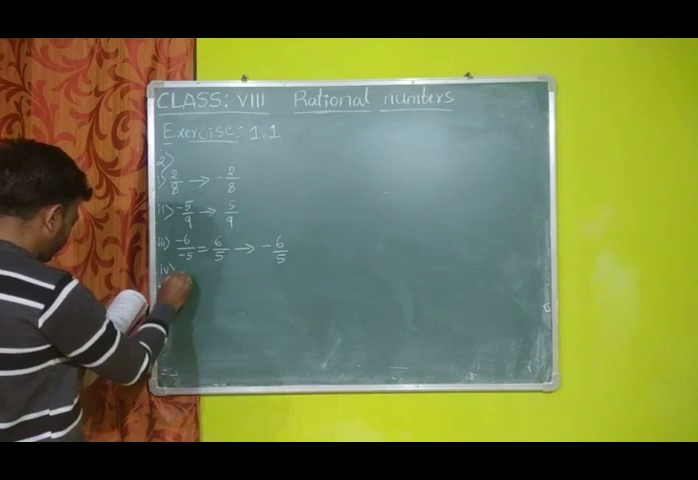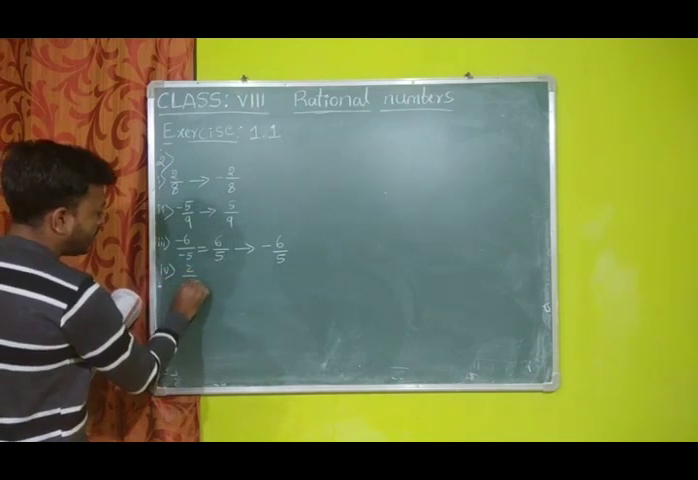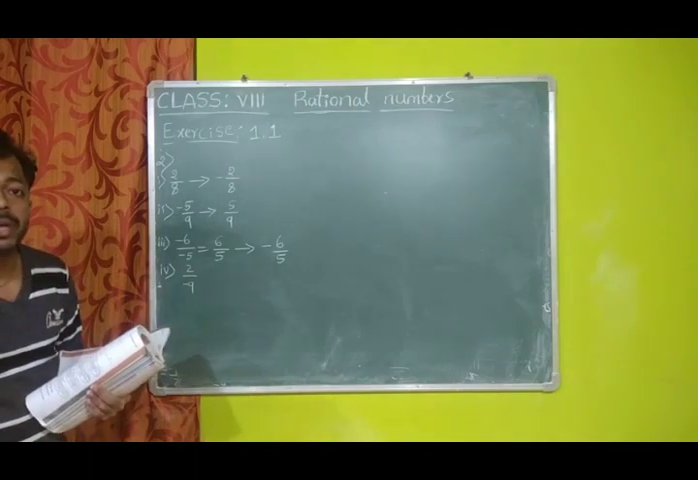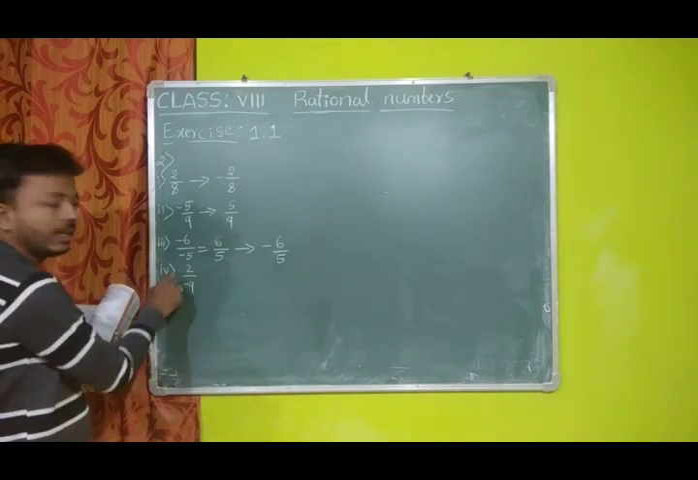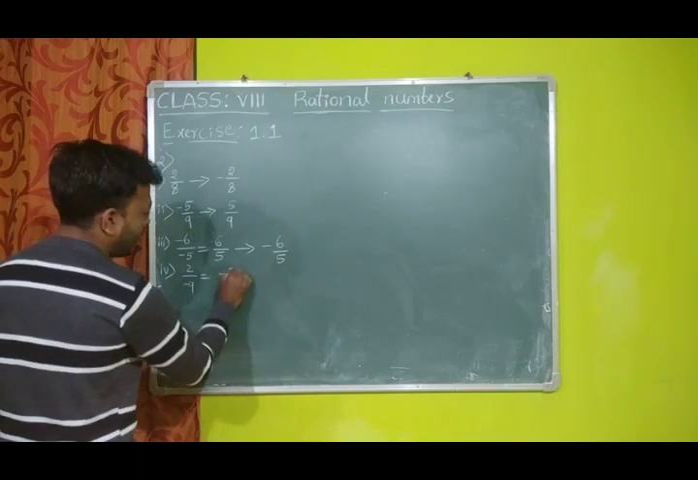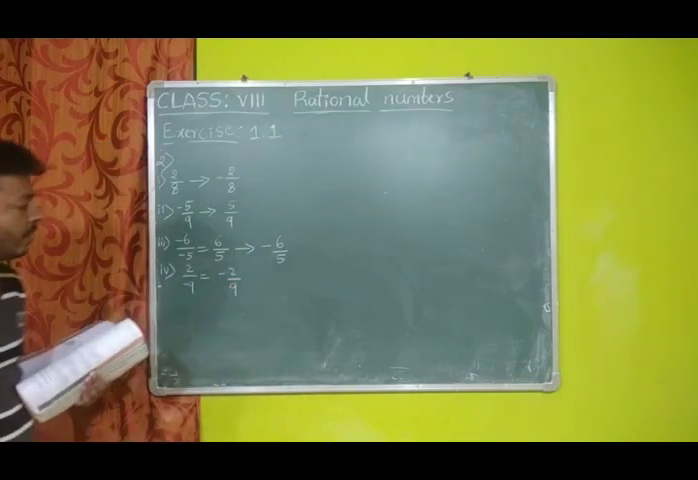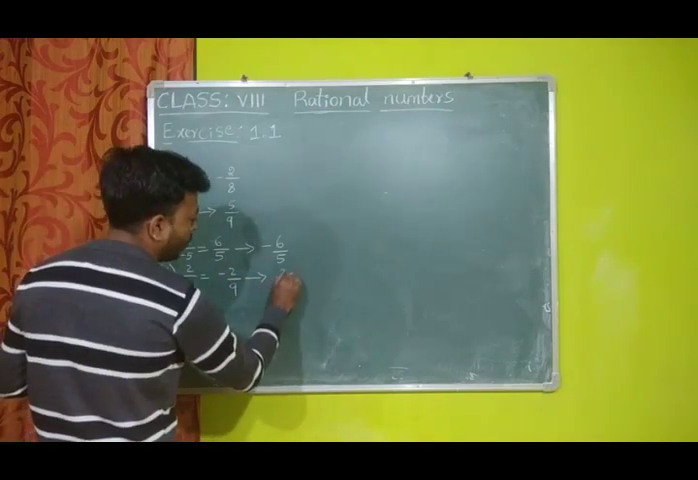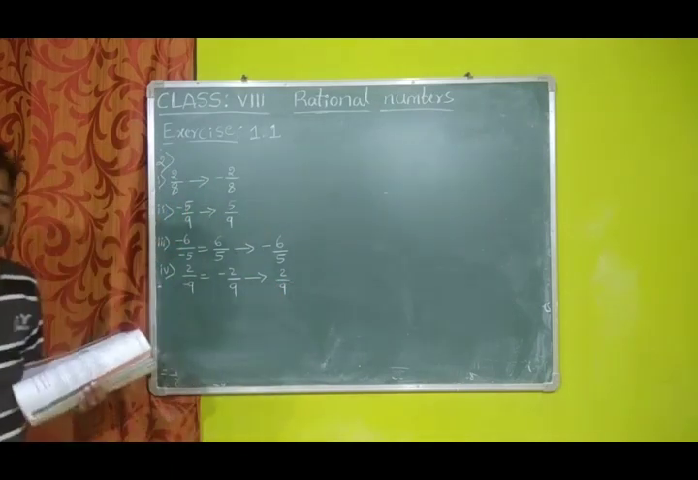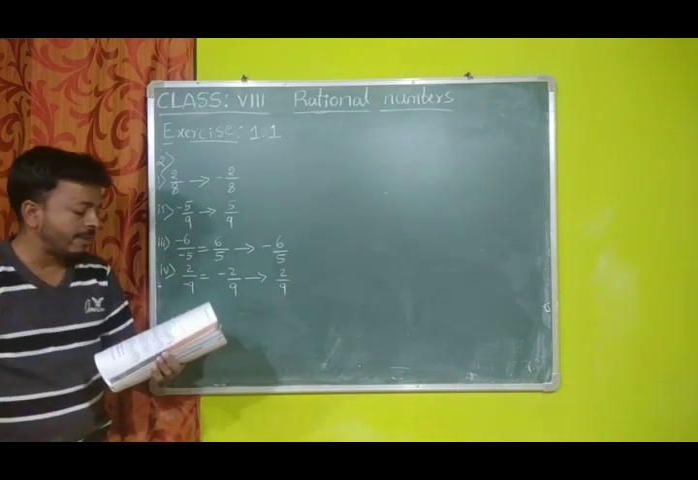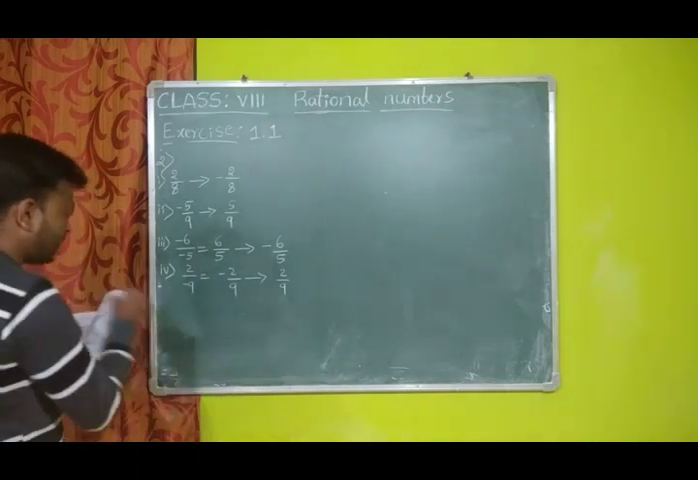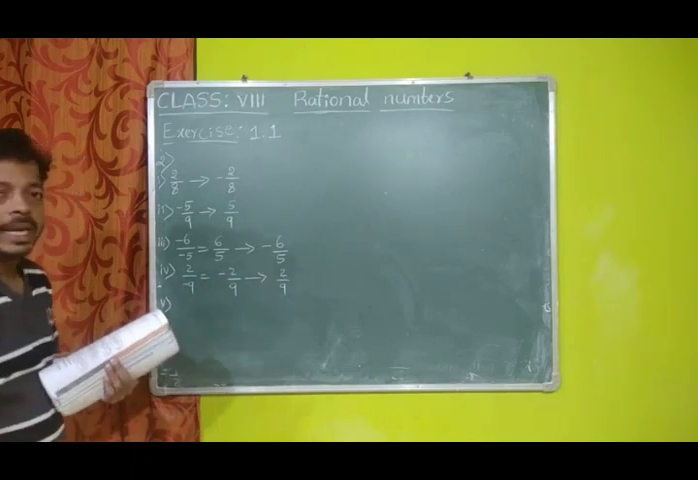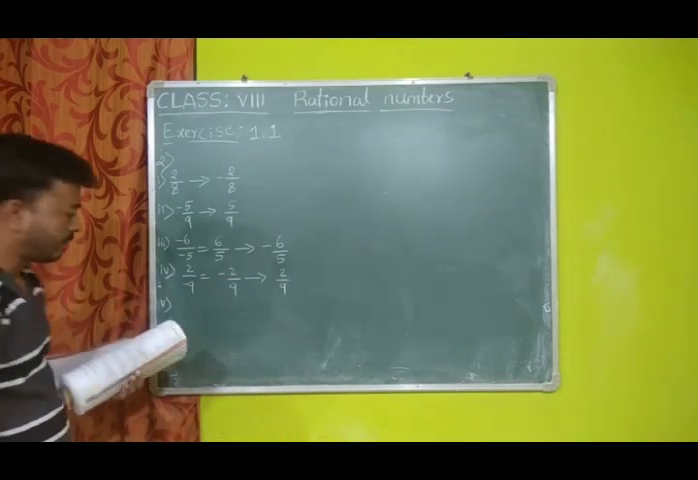And fourth one, 2 upon minus 9. Before writing the additive inverse, you have to write the standard form. Standard form is where the sign comes up, in the numerator. That is minus 2 upon 9. This is the standard form of 2 upon minus 9. Now write the additive inverse: 2 upon 9. 2 upon 9 is the additive inverse of minus 2 upon 9 or 2 by minus 9. And the fifth one, minus 2 upon 9, additive inverse is plus 2 upon 9.